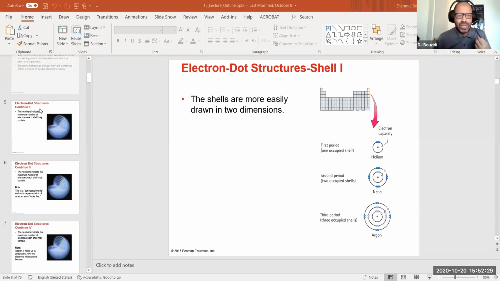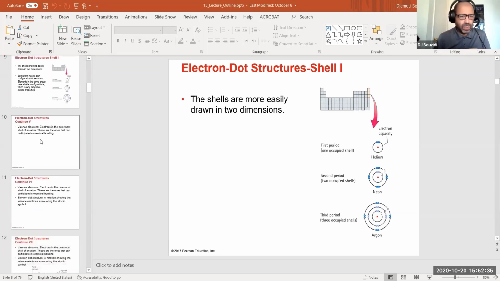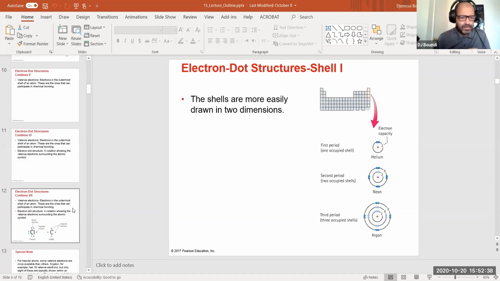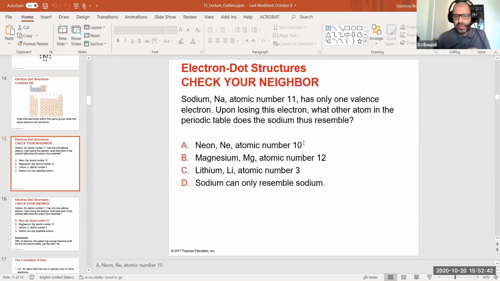So once we have the shell structure in mind, it explains a lot about what's going on, especially in terms of these ions and so on. So let's go back to the question. Where is it? So the correct answer is 10.